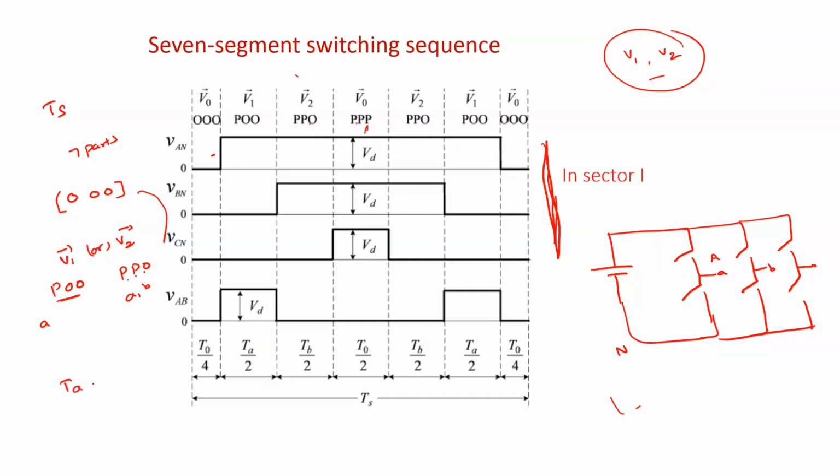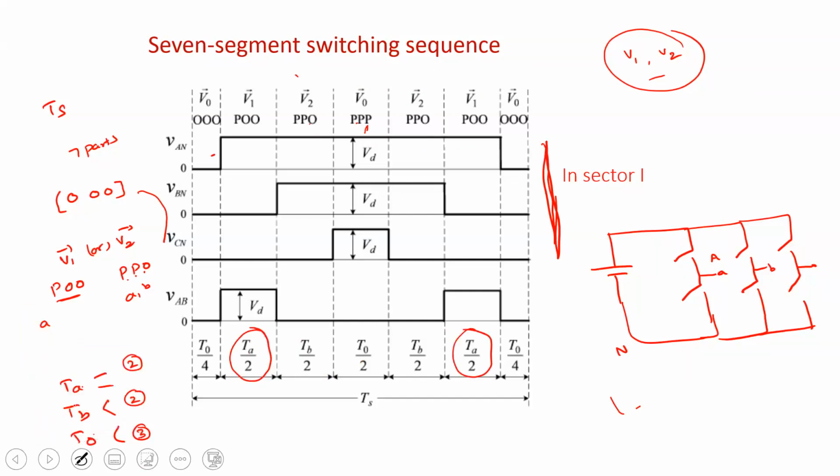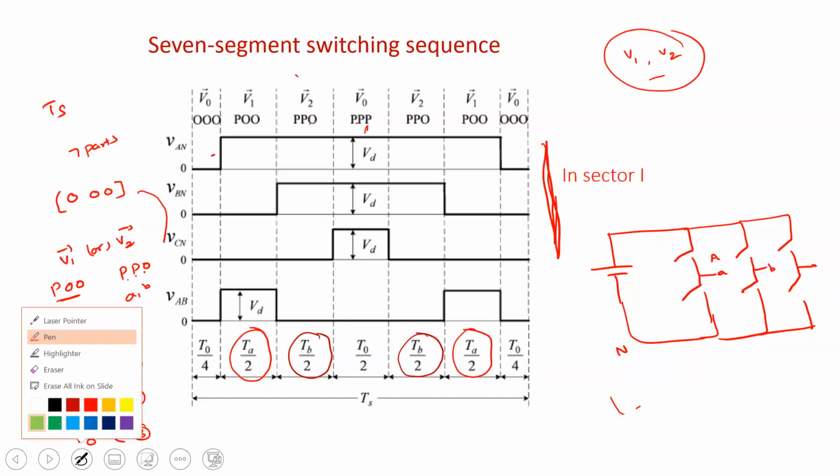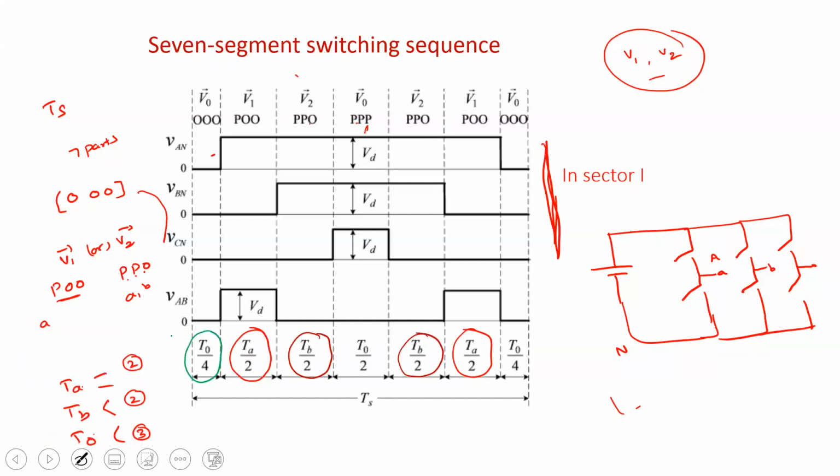So we have this TA, TB and T0. TA is divided into two parts, TB is divided into two parts, and this T0 is divided into three parts. Okay. So half of the TA is here and another half of the TA is here. Similarly, half of the TB is here and another half of the TB is here. Similarly, this T0: 1/4 T0 here, half of T0 here, and the remaining 1/4 T0 here.